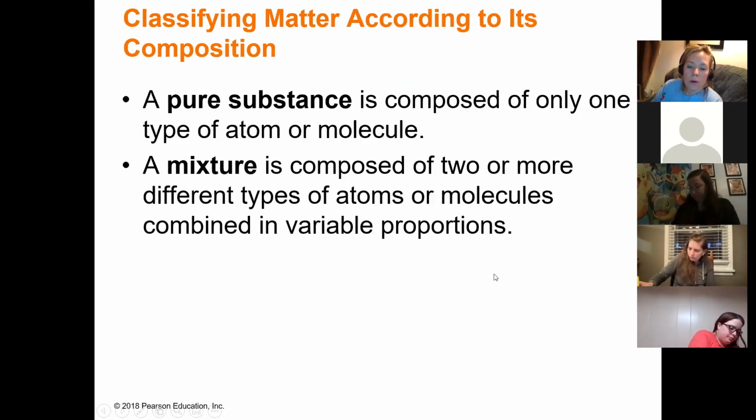So moving forward, now that we know what matter is and the different states it can have, we're going to classify matter even further, because it's not enough to just say, oh, I have matter. Okay, well, what kind of matter do you have?